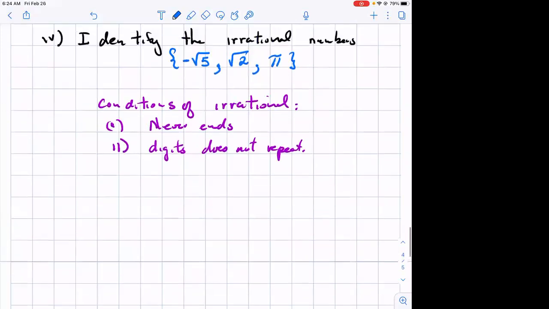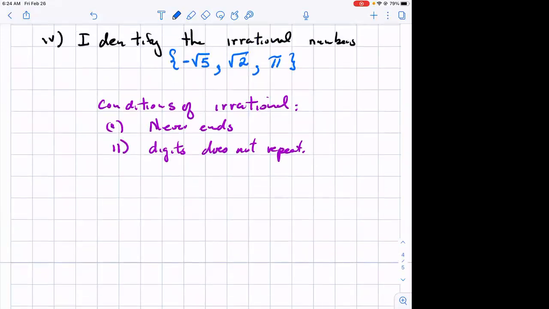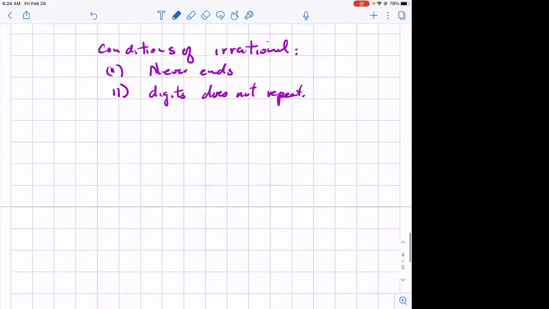Now, once you have a solid idea of what a rational number is, you should know how to plot numbers on a number line. And that's something I don't plan to go through in this video, okay? Any real number can be placed on the number line, right?